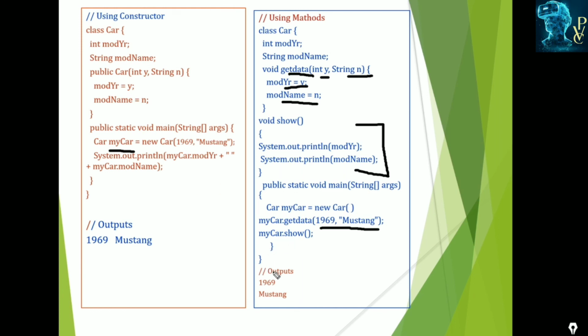The output will be the same, but the difference is that here we are explicitly calling the methods, but here it is implicit calling, no need of explicit calling. When we create the object, the constructor is invoked. We just write the print statement. Here the print statements are written in another method, that is show, and again we invoke that method explicitly. This is the difference between using the constructor and using the method.